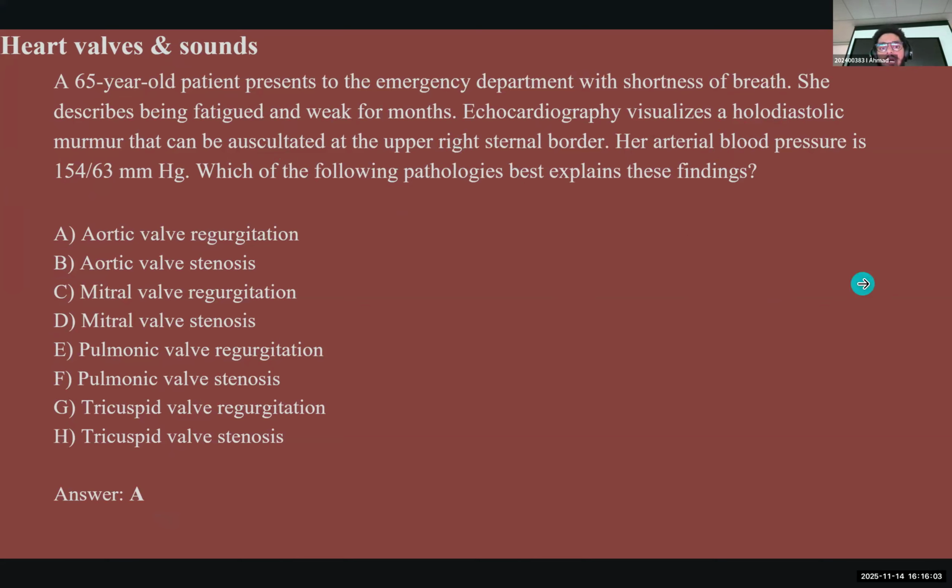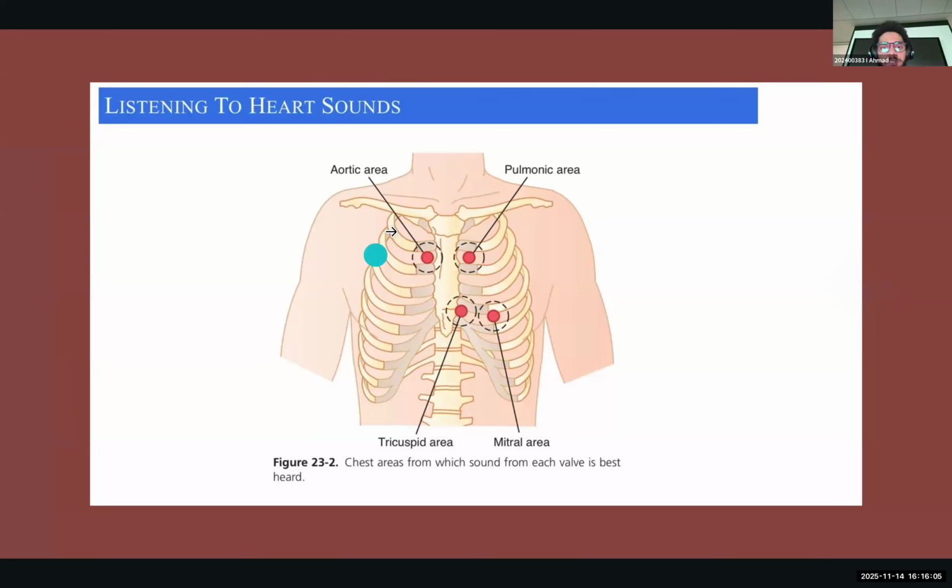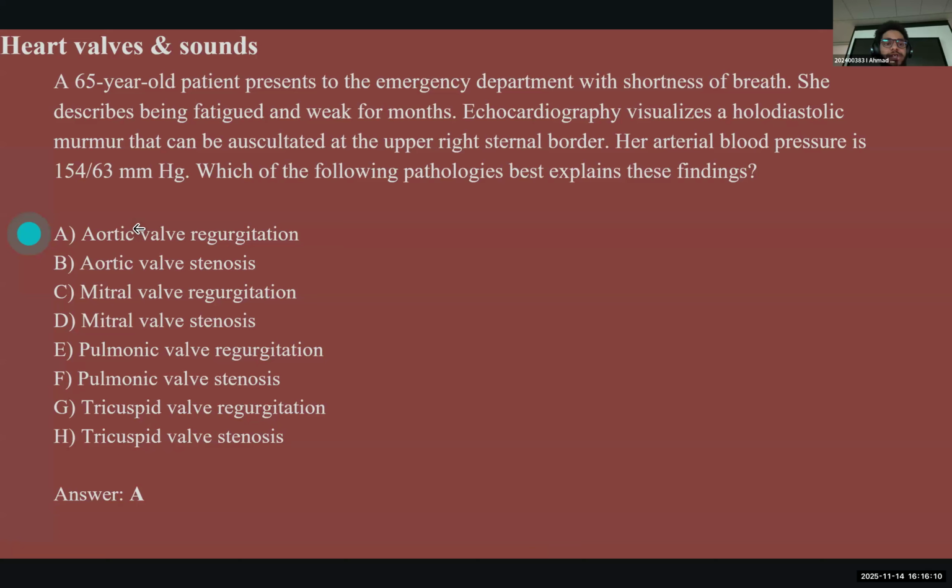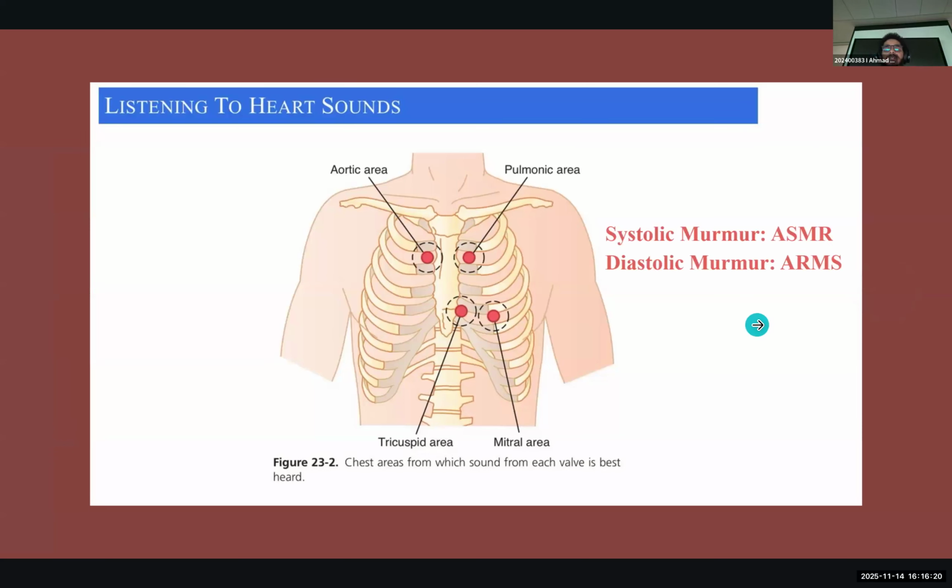Okay. Now, if you look here, the aortic area, when we're talking about the upper right sternal border, we're checking for the aortic valve. That's why the issue is with the aortic valve. It's not any of the others. And why is it regurg, not stenosis? I'm gonna give you this little tip. Honestly, just remember this. As soon as you go to the exam, whenever you see a question, keep this mnemonic in mind. It was given to us by Dr. Simon last year, God bless him.